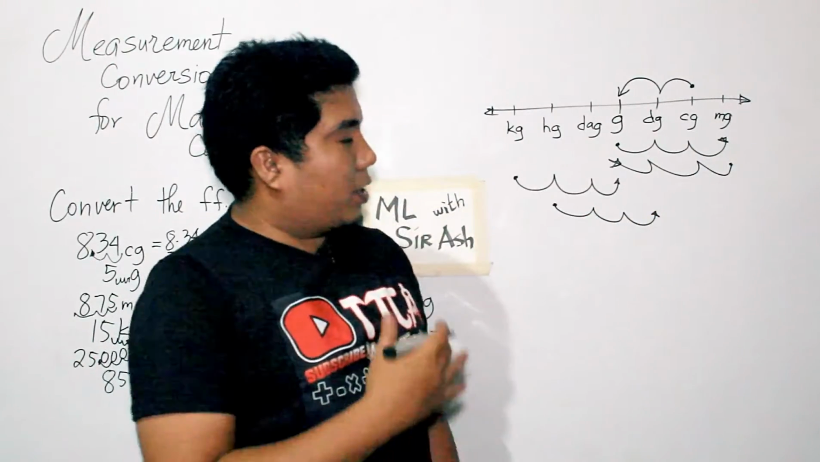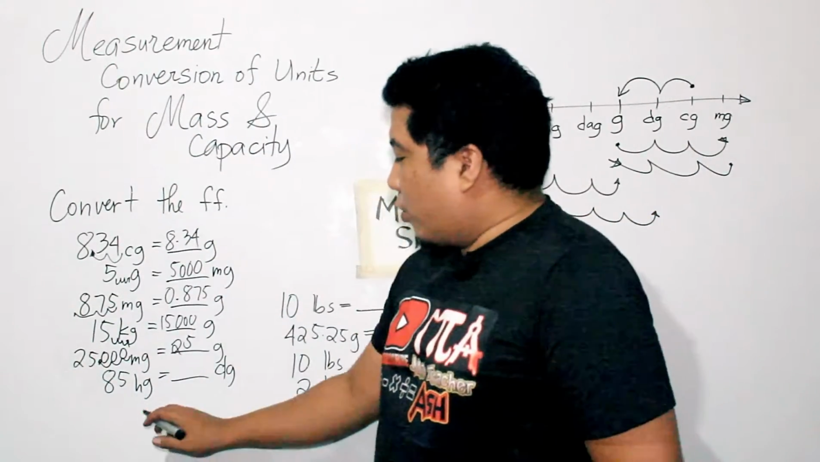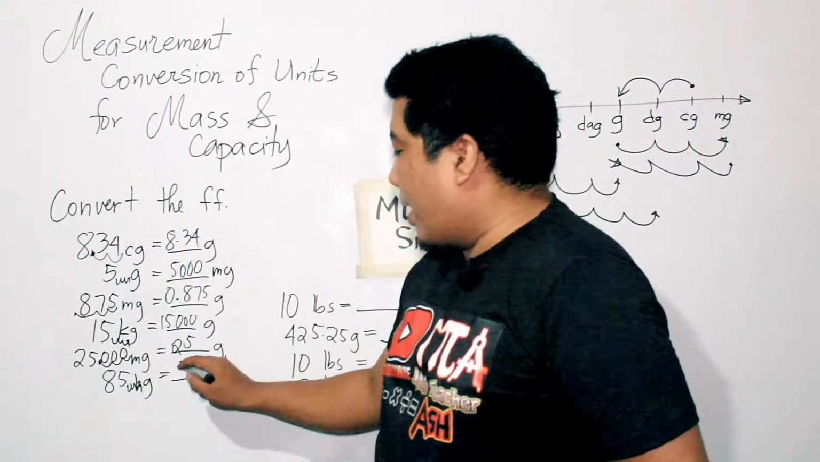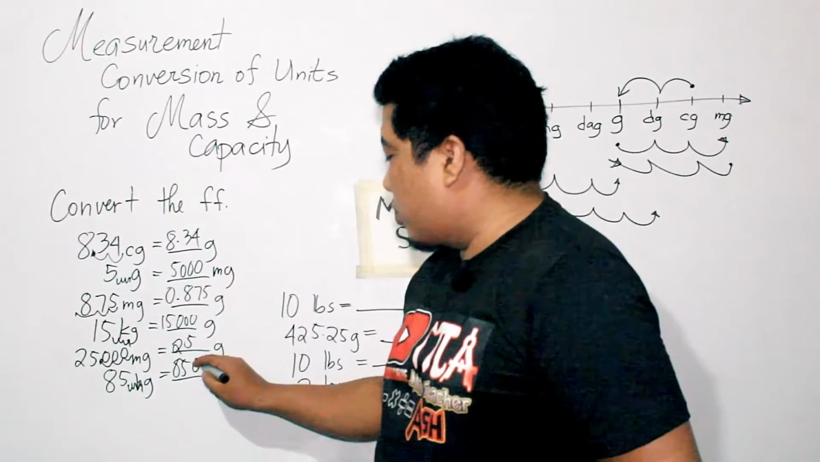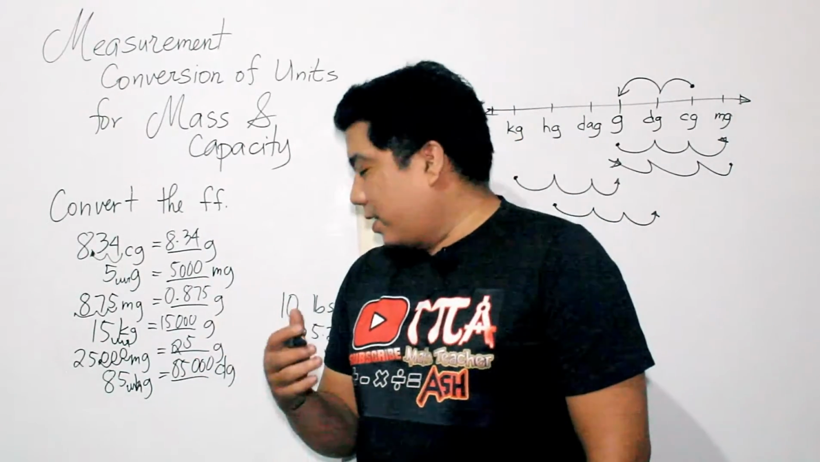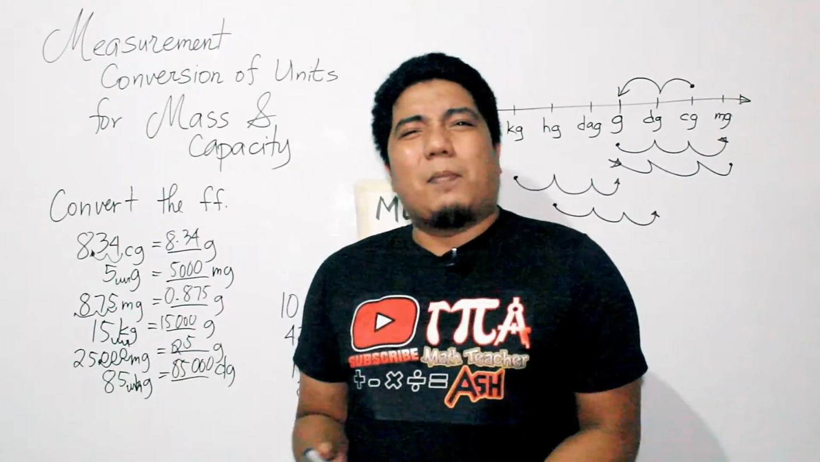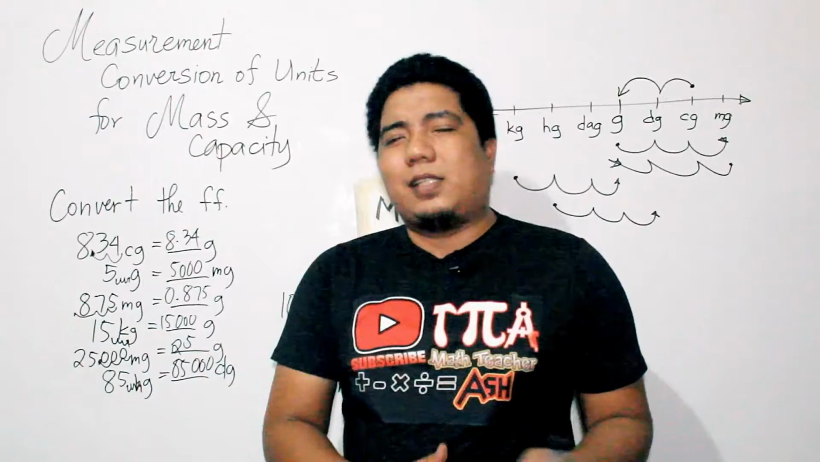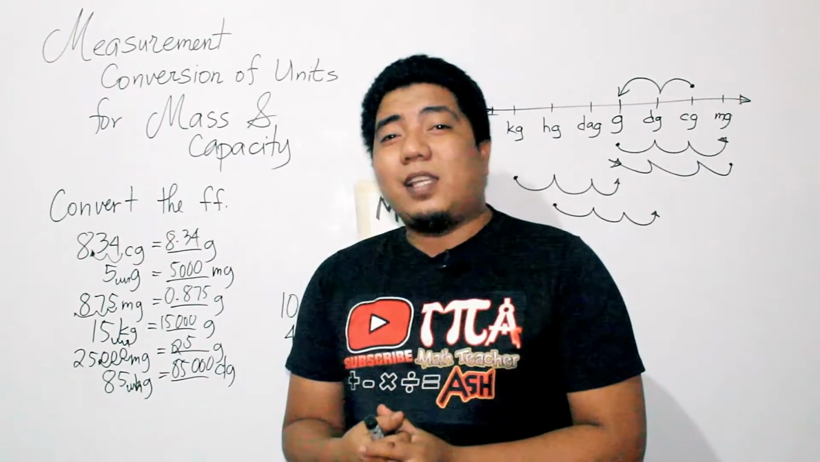So, that is 3 units to the right. Okay. So, 3 units to the right, we will be moving 1, 2, 3. So, we will be adding 3 zeros. So, that gives us 85,000 decigrams. So, my dear math learners, about converting from metric system to metric system, the technique is very easy.